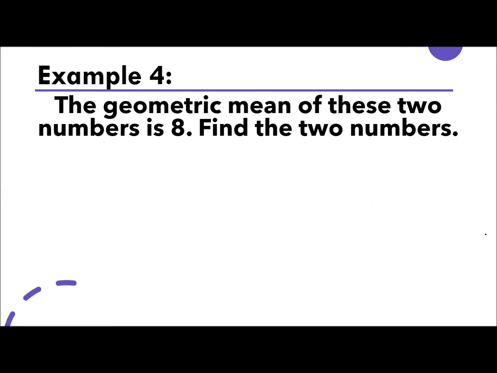Example number 4. The geometric mean of these two numbers is 8. Find the two numbers. So, it's quite tricky. Binigay na kaagad yung geometric mean. So, ibig sabihin, meron tayong dalawang nawawala sa paligid ng 8. Okay? What are we going to do now? Gamitin natin yung shortcut.